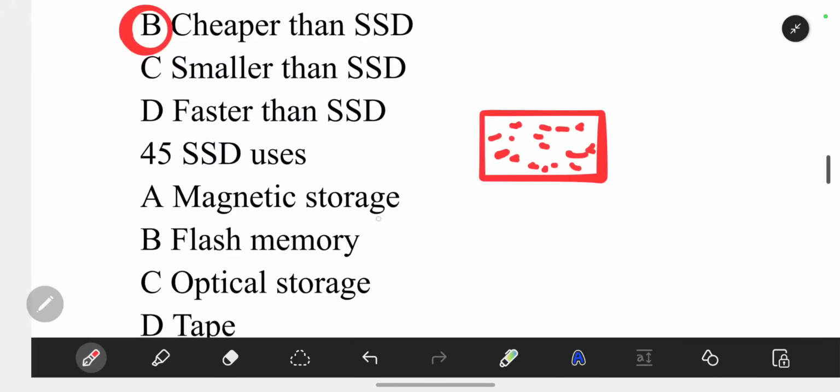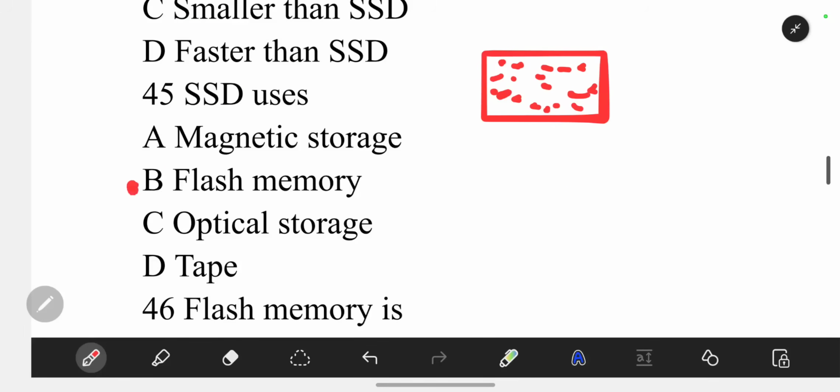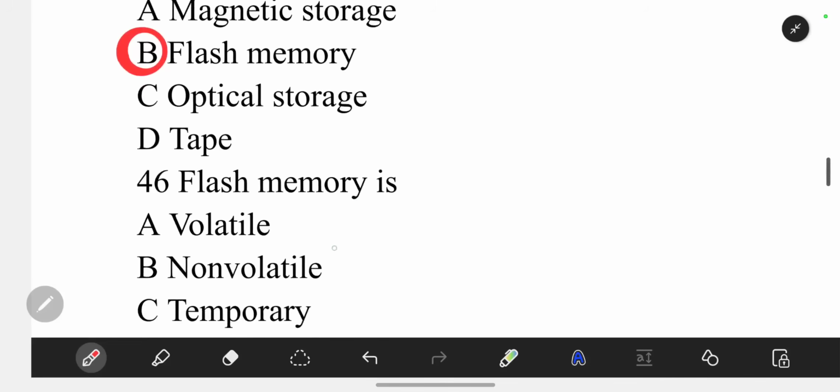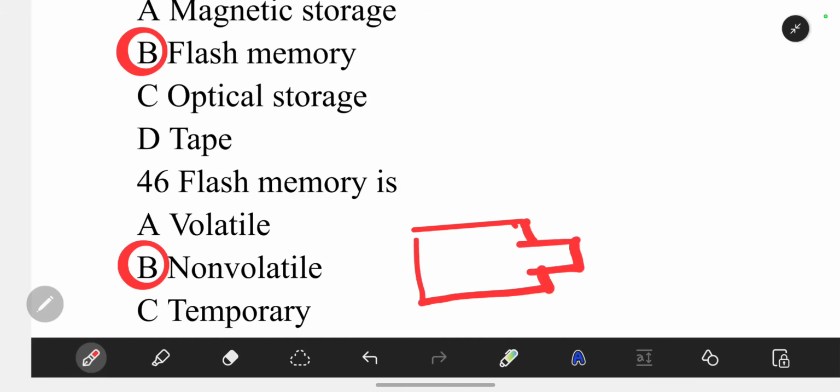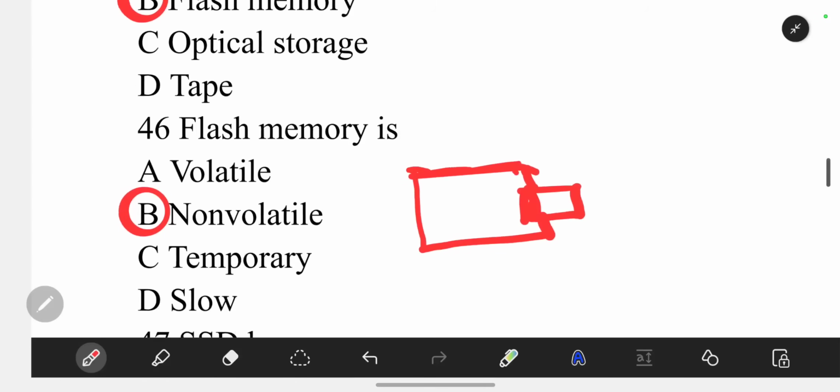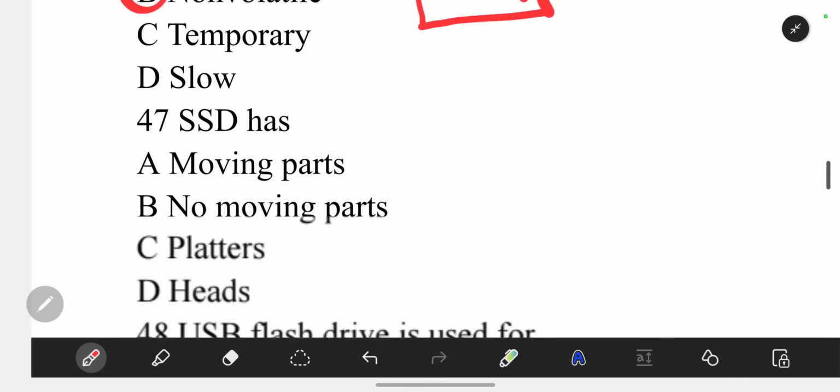SSD uses, so if you are asked about SSD, what type of memory it uses, SSD uses flash memory. Flash memory is non-volatile, meaning to say even if the power cuts, it does not lose its information. That's how come you're watching a movie, when electricity goes, when you put your flash again, you will find the same movie. It is not like if electricity goes, that movie will no longer be in the flash. No. So it is non-volatile, meaning to say information is not lost.